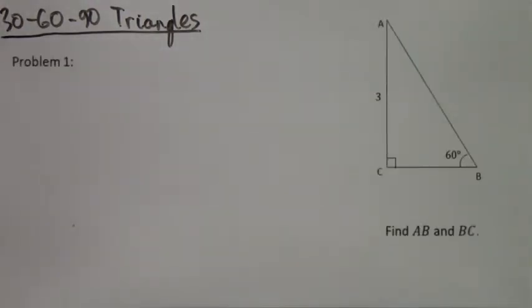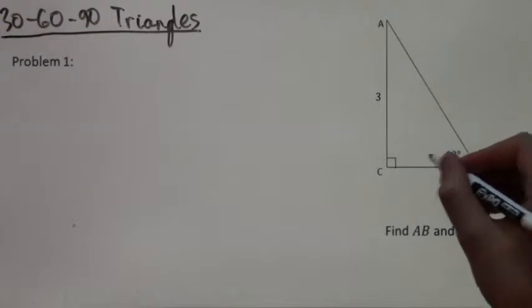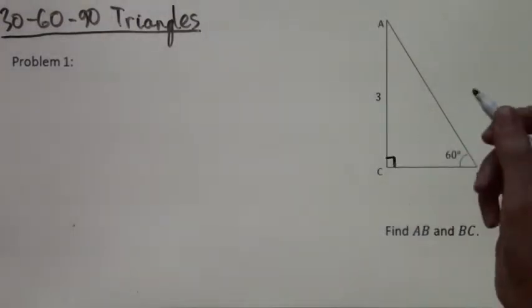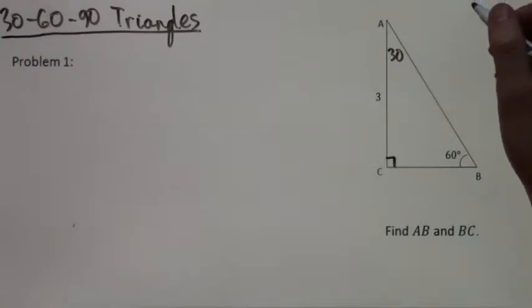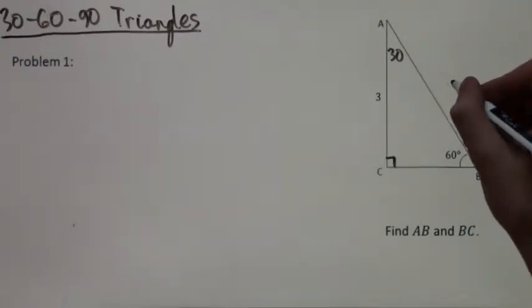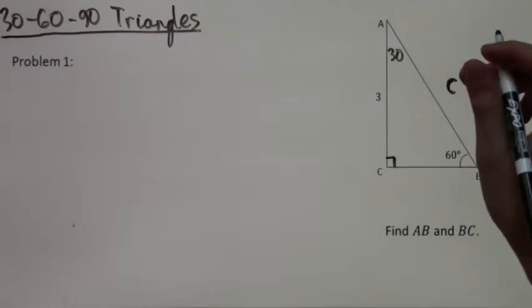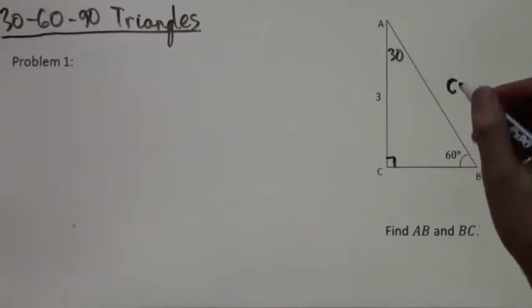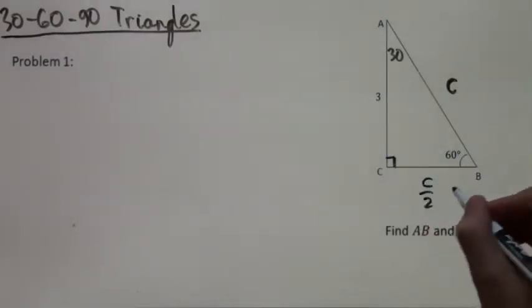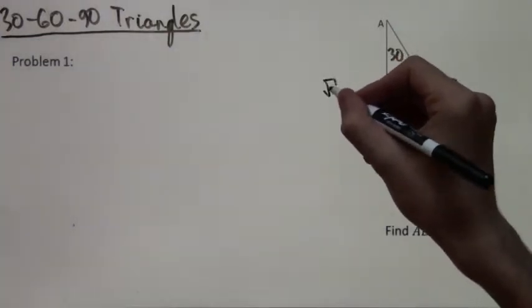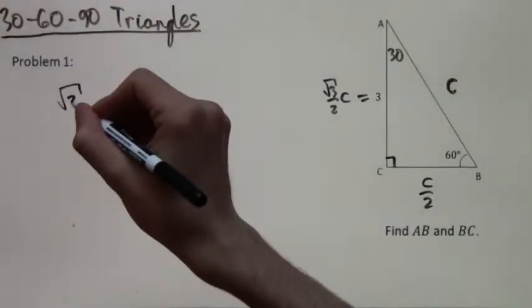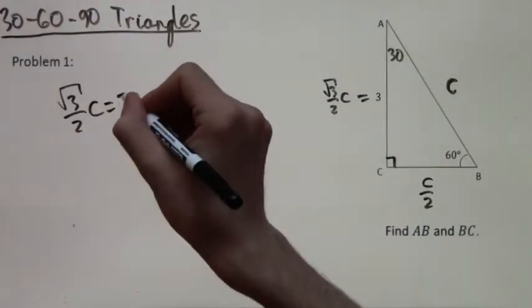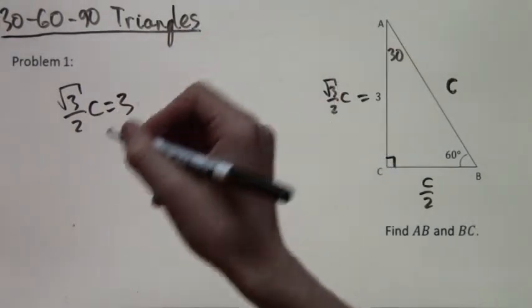So here we have a triangle, and it's got the 90-degree angle and the 60-degree angle. That means that the last angle is 30 degrees, so this is a 30, 60, 90 triangle. We have one side length, AC, equal to 3. To find the others, we label AB as length c, and then the shorter length is c over 2, and the longer length is root 3 over 2 times c, which is also equal to 3 because that's what we're told from the very beginning.